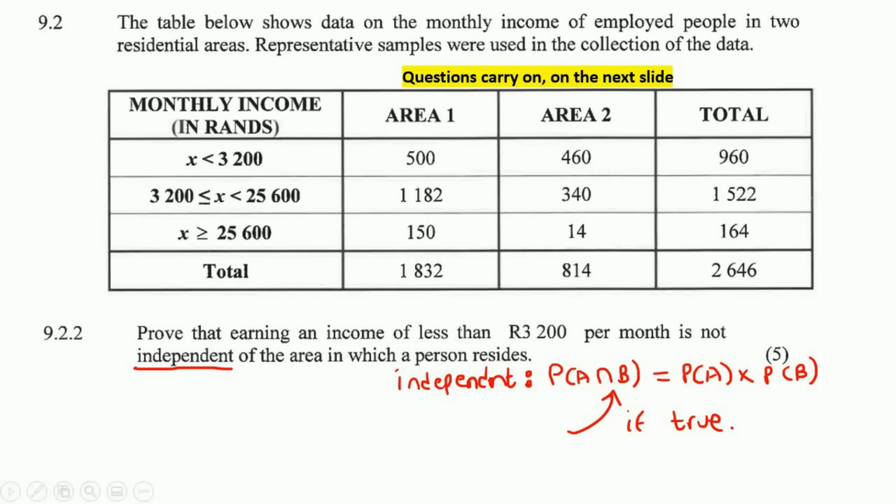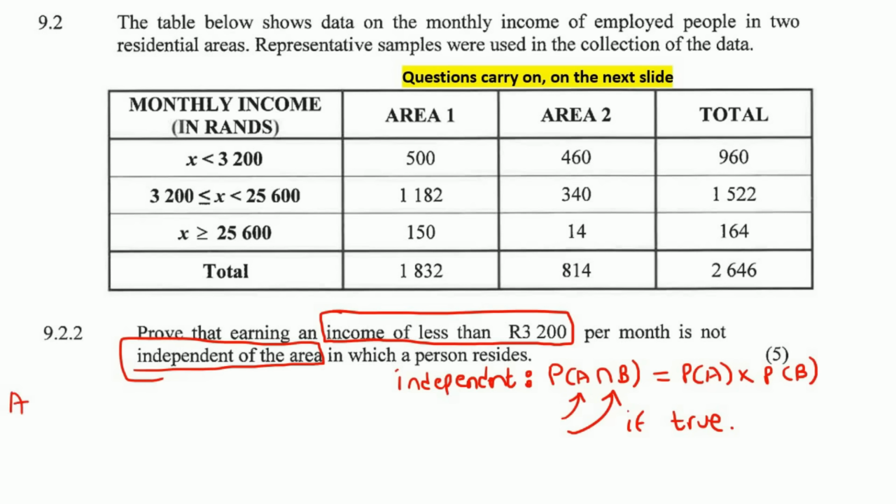Okay, so now what we do is we just go look at these things. Prove that earning an income of less than 3,200 Rand is not independent of the area. Okay, so let's just choose area 1. So event A can be income less than 3,200.